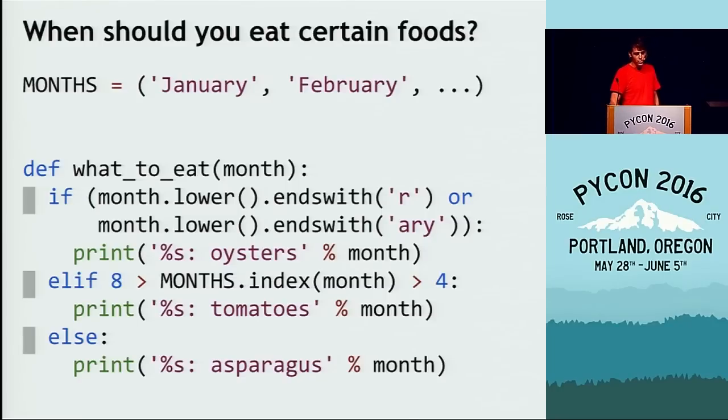I have a function that determines what you should be eating in which month. And so you pass a month into this. It checks to see if it ends with R or airy. If it is, that's a good time to eat oysters. That's an old rule of thumb. If the month is sometime in the summer, you should be eating tomatoes. And otherwise, it's probably asparagus. That's kind of my internal way of thinking about it.